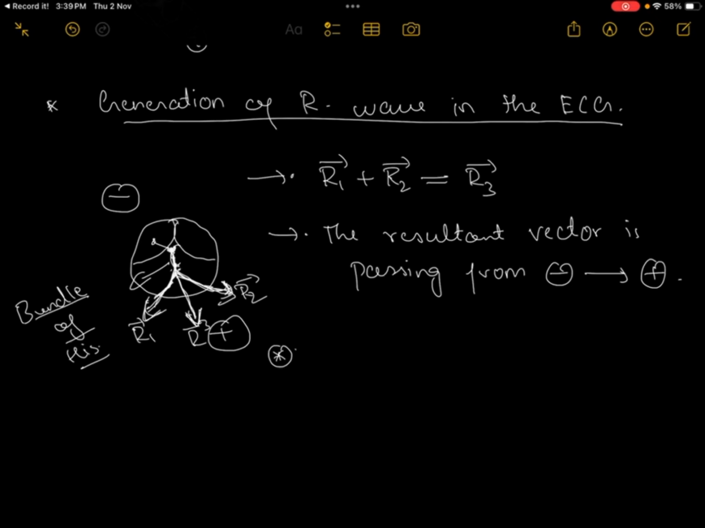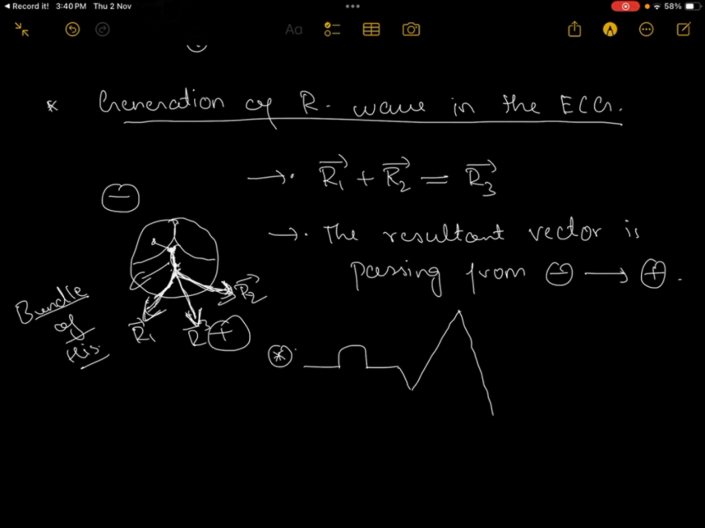an elevated wave. So let me draw the whole ECG pattern again. This is our P wave, this is our Q wave. Then, as I have said, there is again a flow of charges from negative to positive. Then this will give rise to an elevated wave.